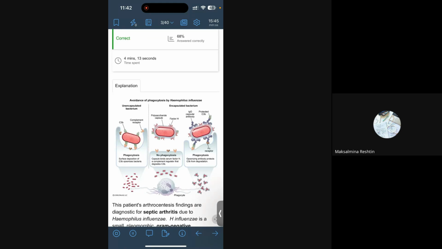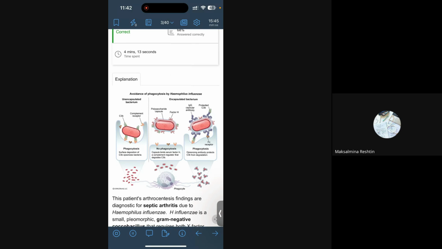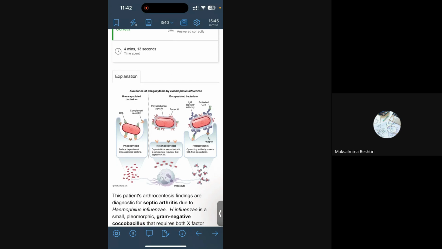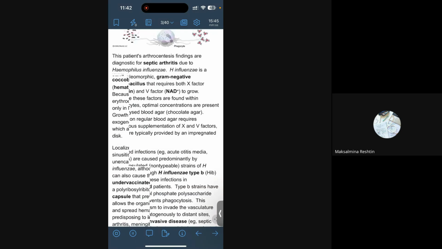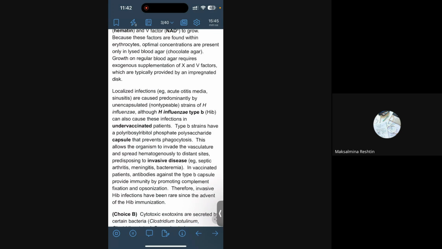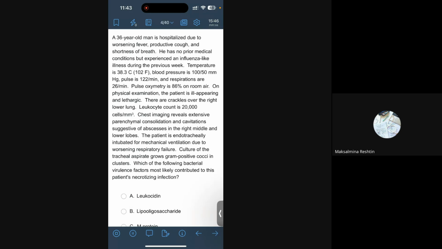Capsule is the main virulence factor in Haemophilus influenzae. See, there are two types: one is the unencapsulated bacteria, the other is the encapsulated bacteria. The patient is undervaccinated, that's why the type B strains are the ones causing infection in this case. And type B is involved in much more invasive diseases like septic arthritis, meningitis, and bacteremia. Which of the following is the main virulence factor?